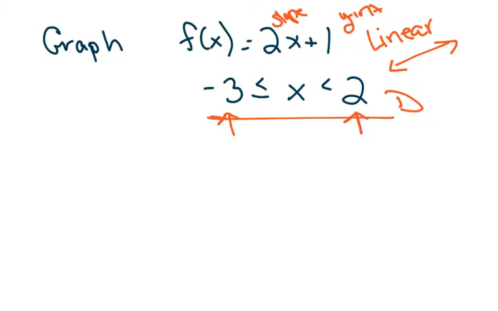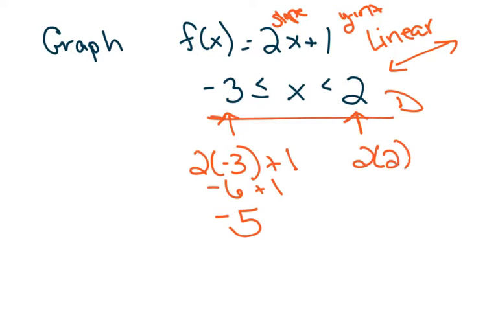So if I put in a negative 3 in here, I'd have 2 times negative 3 plus 1. So that'd be negative 6 plus 1. So I get out a negative 5. Versus if I go to the top end of my domain and I plug in a 2, I'd have 2 times 2 plus 1. So I'd have 4 plus 1. So it looks like I'm getting out 5.